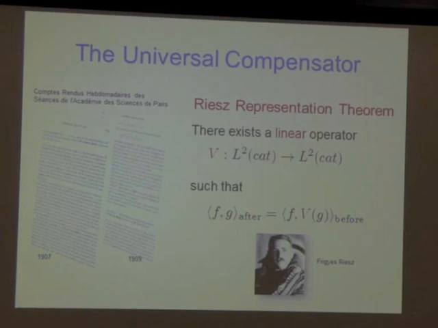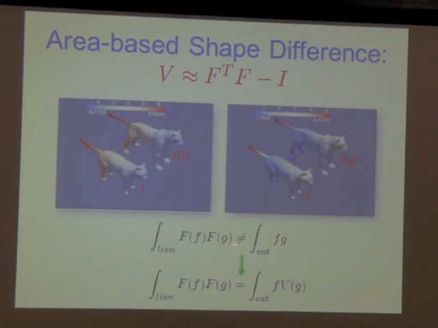And what this V does is to compensate. Effectively, before I computed the product, it was different on the lion and the cat. But after, on the cat, I compensate on one of the functions via this operator V, they become the same. And the really impressive and surprising thing about this Riesz theorem is that this compensation does not depend on the measurement. The same V works for all f and g. That is the universality of the compensation.